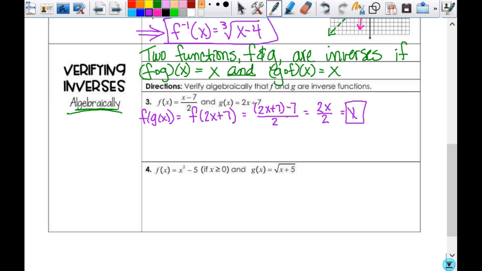Then I have to do g of f of x. g of f of x. So it's g of (x minus 7) over 2. We don't need to freak out because we have fractions, right? So that becomes, I take this, substitute it everywhere in here that I have an x, so it's 2 times (x minus 7) over 2, plus 7.